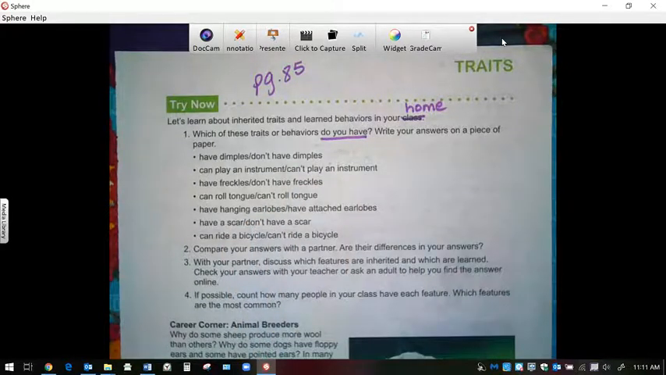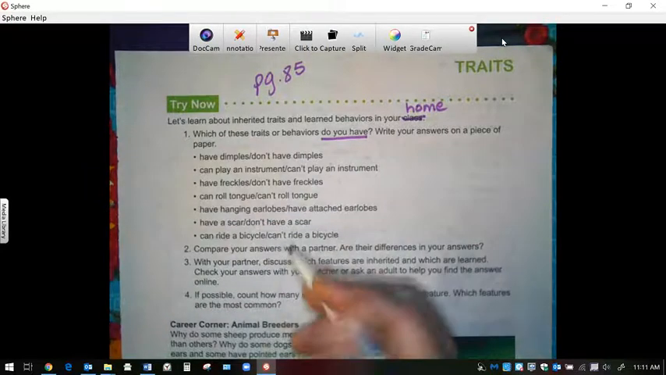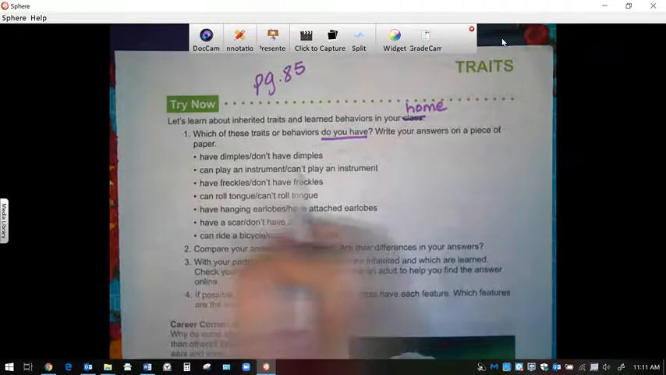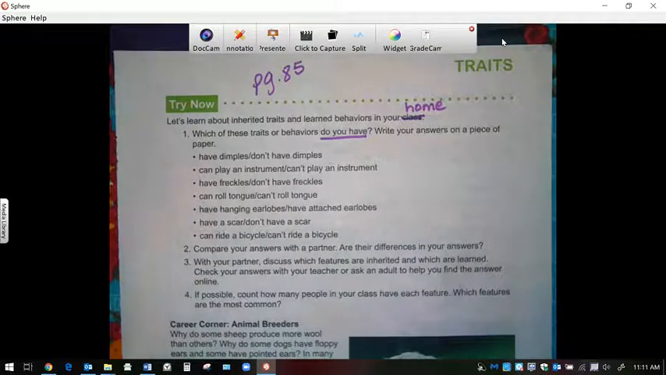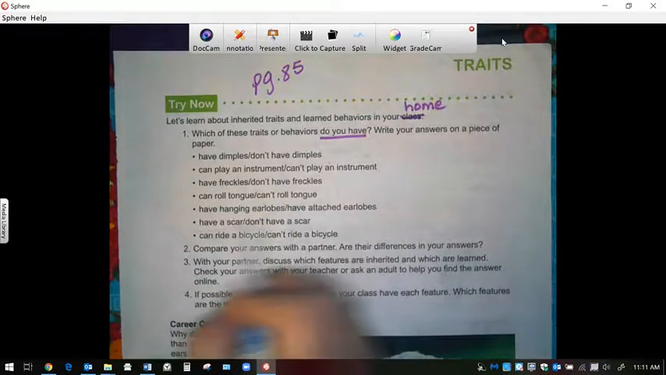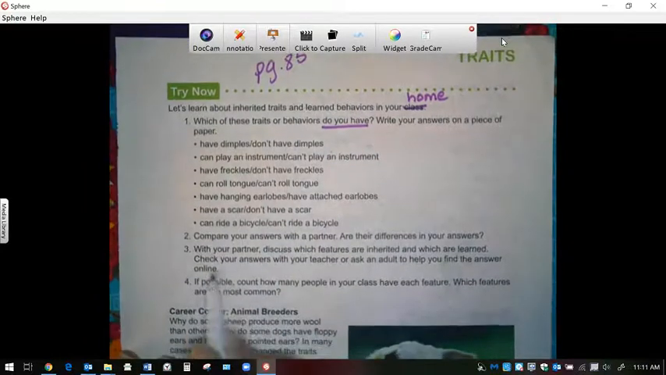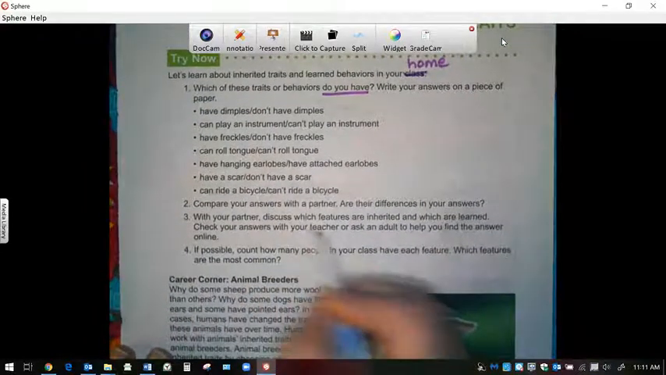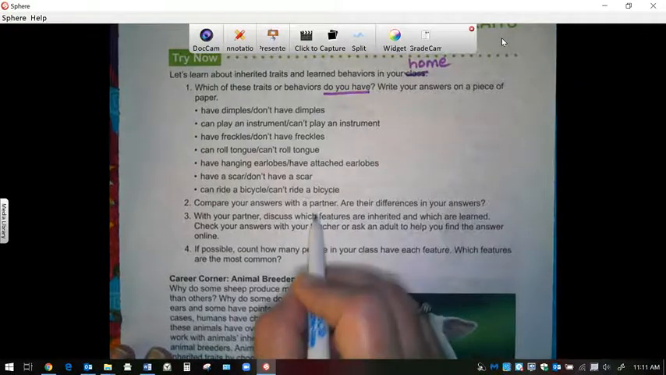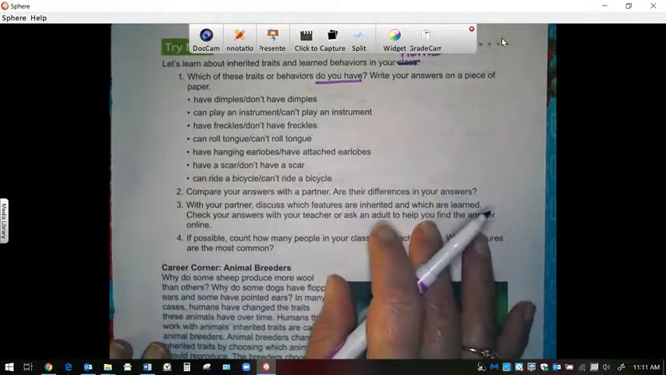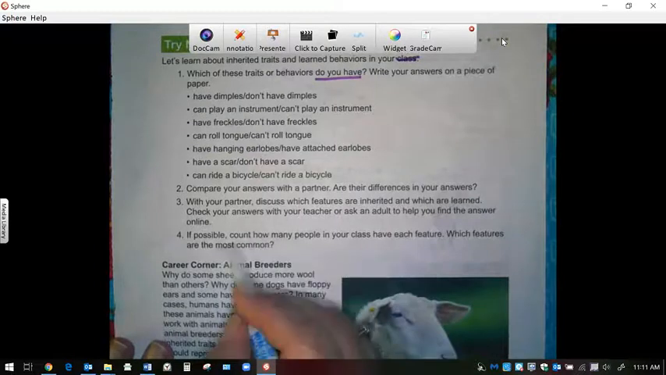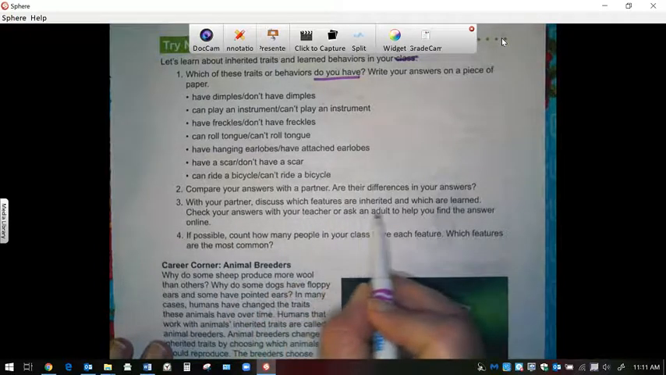It says you have dimples or don't have dimples. You can play an instrument or can't play an instrument. You have freckles or don't have freckles. You can roll your tongue or you can't roll. It's just different features that you have or you do not have. You're going to compare your answers with a partner, and that could be your brother or your sister. Are there differences in your answers? With your partner, discuss which features are inherited and which are learned.